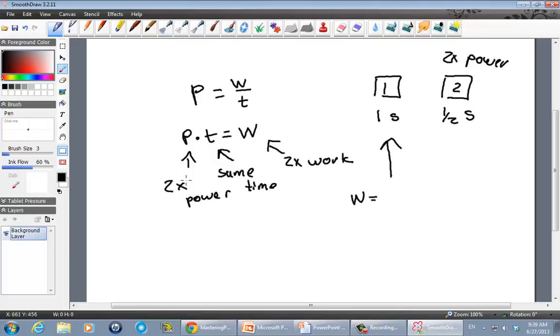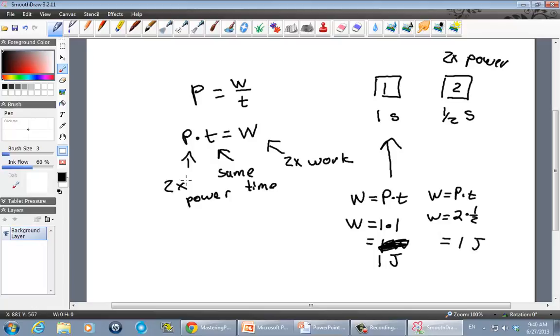We know that work equals power times time. You might want to write that down. That's just a restatement of this one, but it might be helpful. So work equals power times time. So here our work is 1 times 1, or 1, and let's just say that we're using standard units here. So 1 watt. Work is in joules. So 1 joule. Here, work equals power times time, or our power is twice as much, so we'll say it's 2 watts. Our time is half as much. So 2 times 1/2 is also 1 joule.